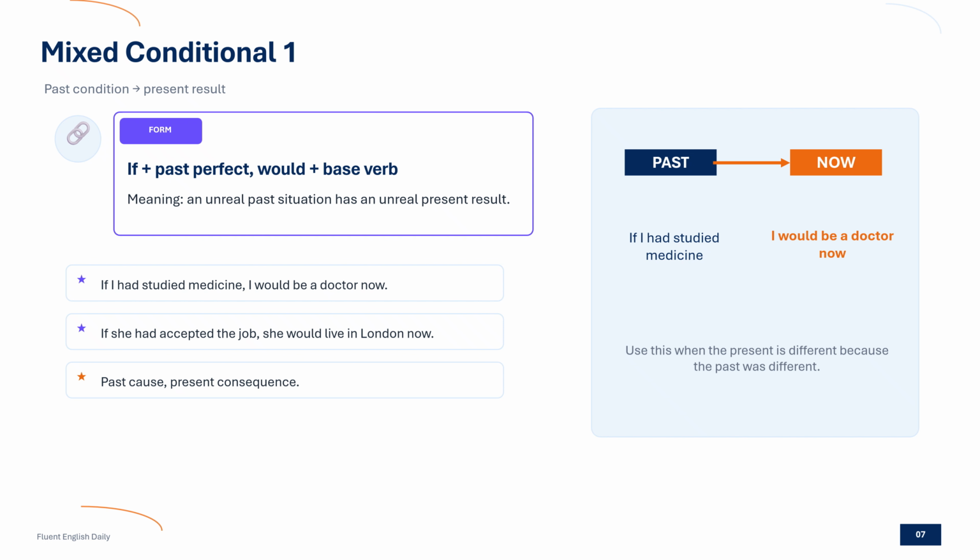Another example is, if she had accepted the job, she would live in London now.